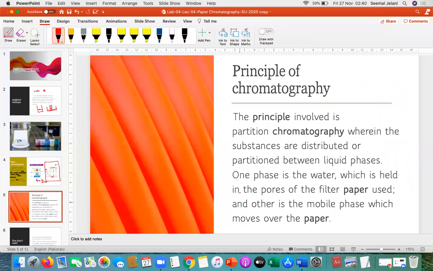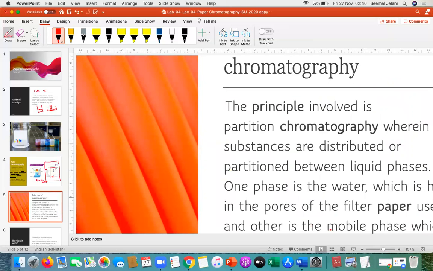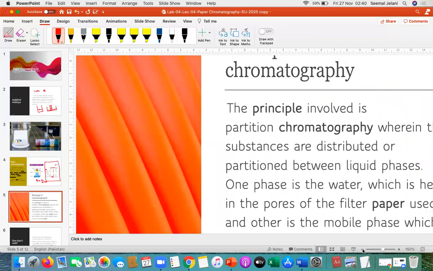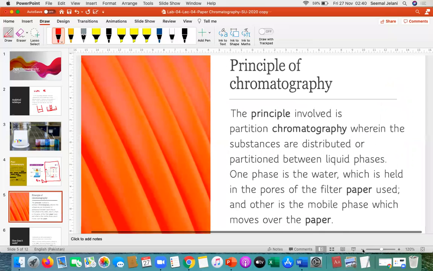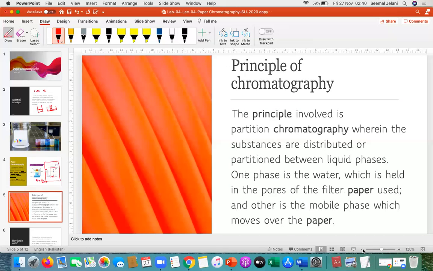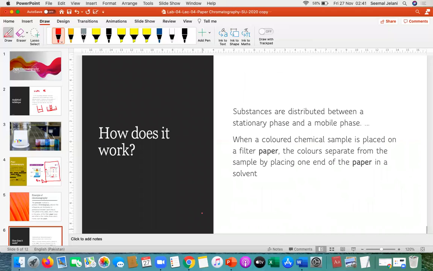Principle, what is the principle? The principle involved, I have already explained you, कि जो प्रिंसिपल है दैट इज एक्चुअली कैपिलरी एक्शन है सारा, ठीक है. इसमें 2 phases हैं आपके, वन एक मोबाइल फेज है, वन एक स्टेशनरी फेज है. फिल्टर पेपर इज द स्टेशनरी फेज, सॉल्वेंट सिस्टम इज द मोबाइल फेज. How does it work? Substances are distributed between the stationary phase and the mobile phase.